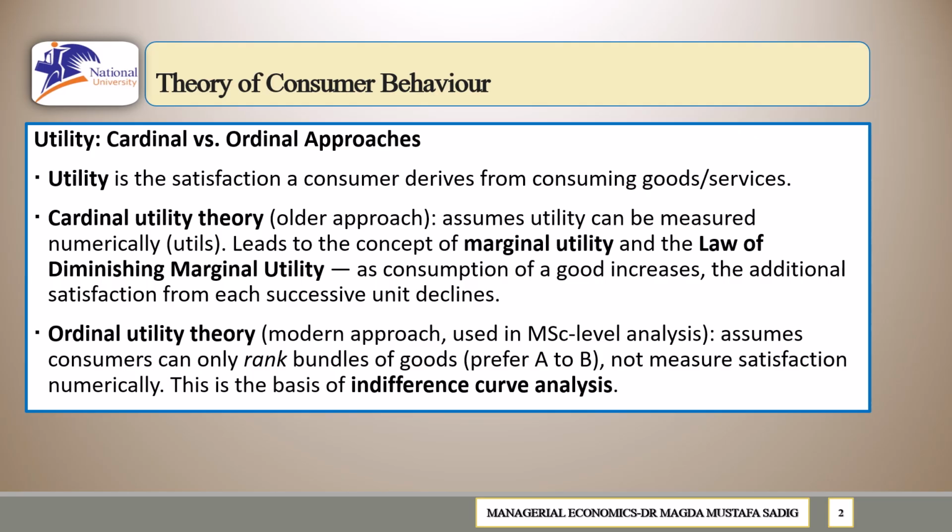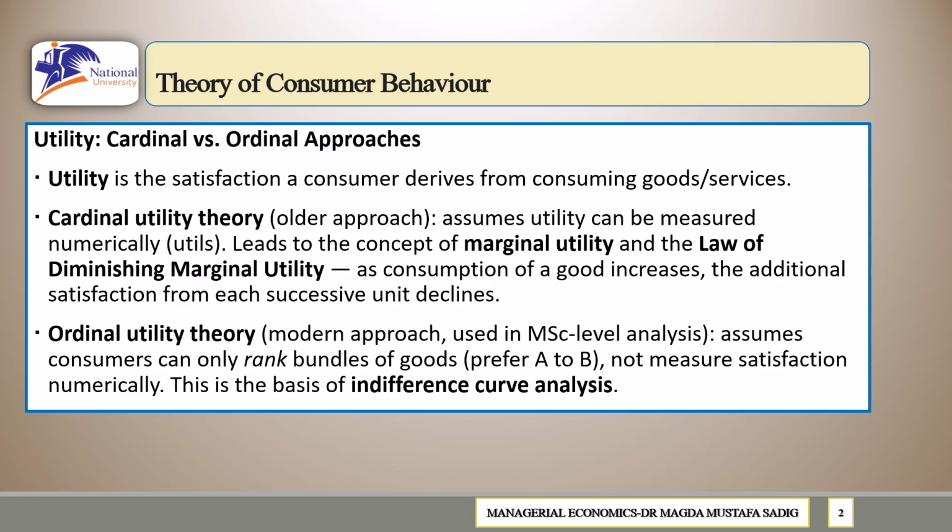Let us come to cardinal versus ordinal approaches. Historically, economists developed two approaches. The first one is cardinal utility. The cardinal approach assumes utility can be measured numerically. For example, eating one apple provides 20 units of utility. Eating a second apple increases total utility to 35 utils. The additional utility is 35 minus 20, equal to 15 utils.